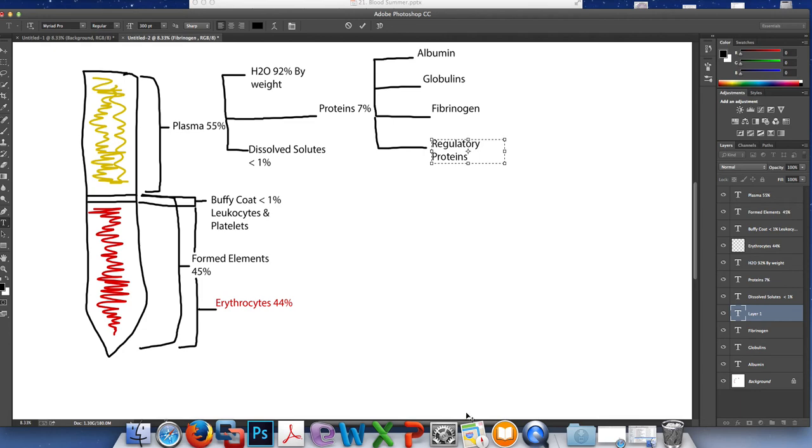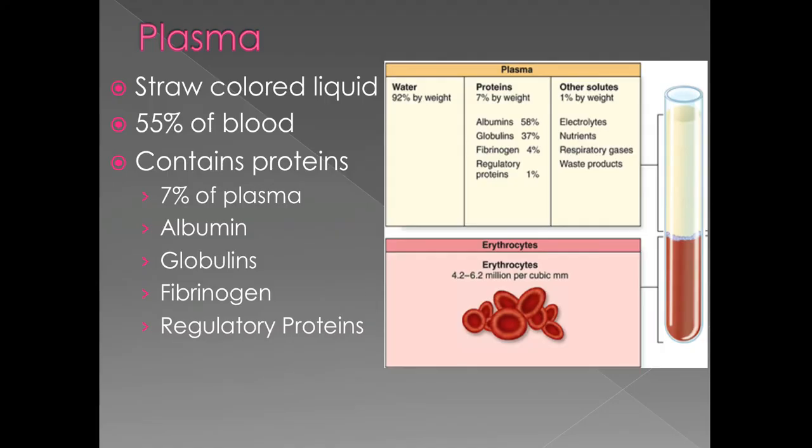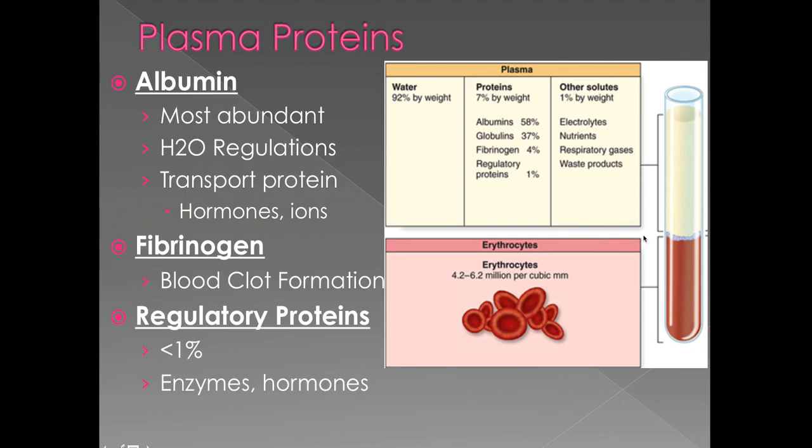Okay. All right, let's go back to the PowerPoint real quick. And we will start with albumin. Albumin is the most abundant plasma protein, and it's responsible for a few things, most importantly for us, regulating water. Albumin is a really, really large protein, and it's located in the blood vessels, and it's too large to diffuse out of the blood vessels. So it's a solute that stays in the blood vessels at a higher concentration.